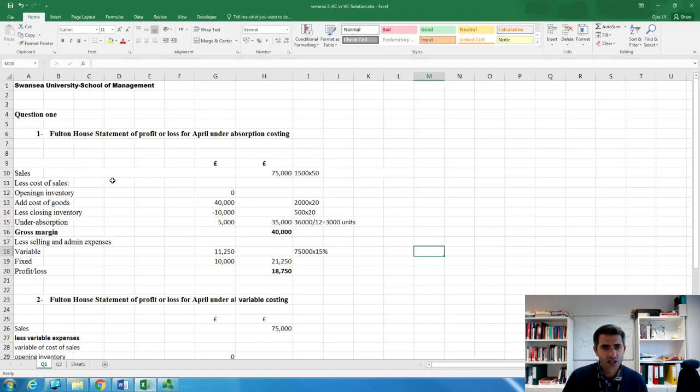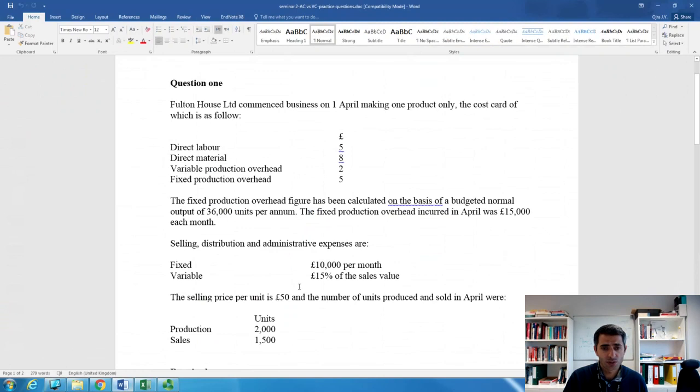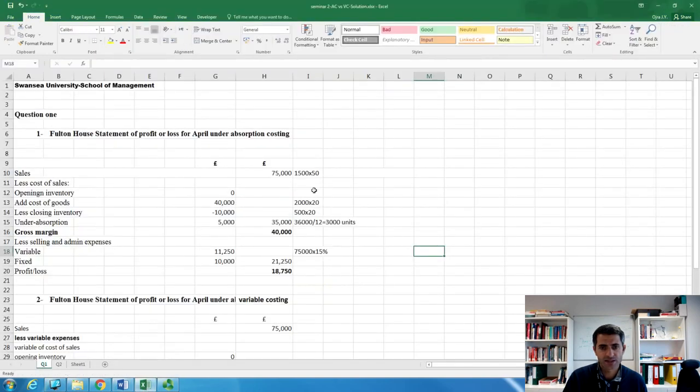okay, this starts with a statement of profit and loss for April under absorption. You need to start with sales, and sales is 75,000. Why? Because 1,500 is the units sold here. You need to multiply it by the selling price per unit, which is £50 here. So that's 75,000. So less cost of sales.